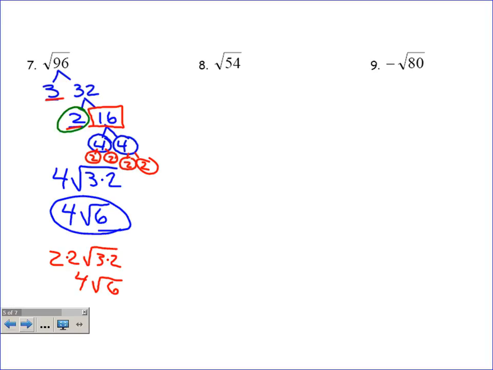Is there a pair of 2s anywhere? No, it's all by itself. Is there another 3 to pair it up with? Nope. If there's nothing to pair it up with, they get stuck on the inside.